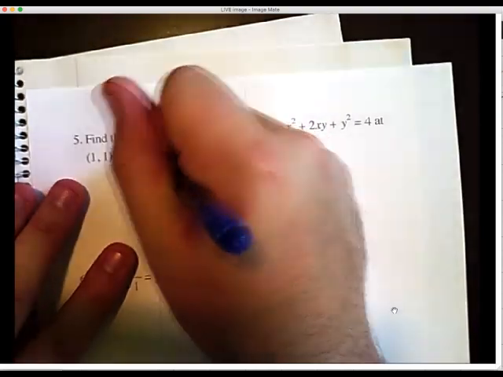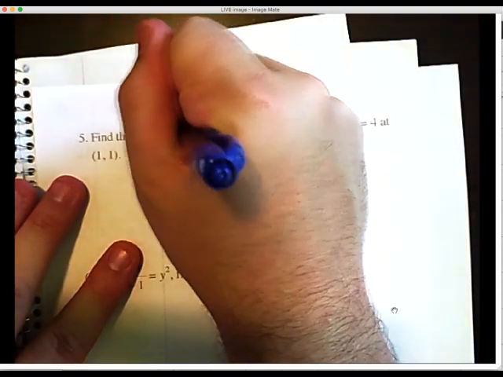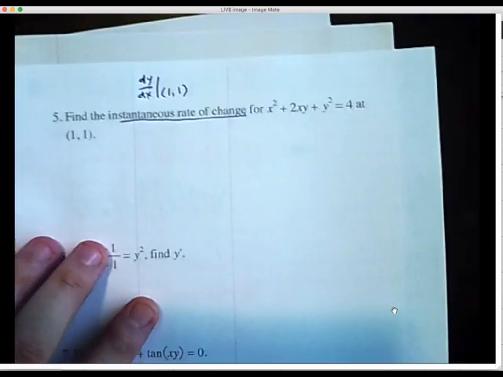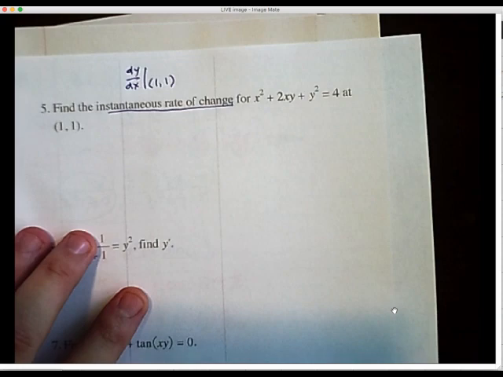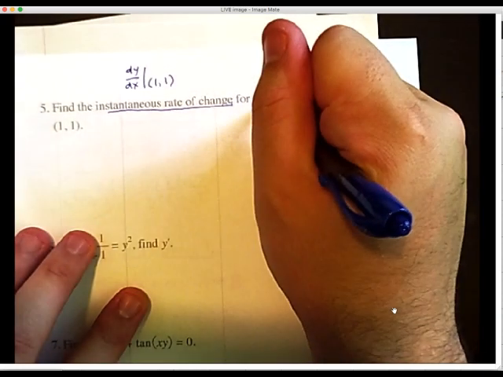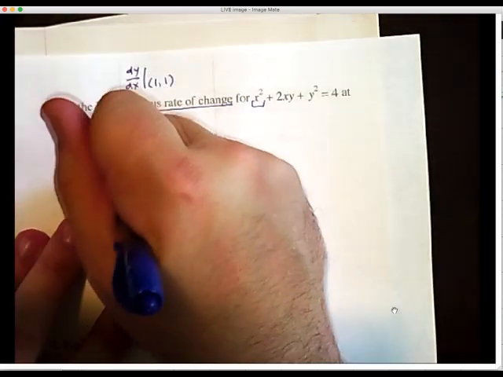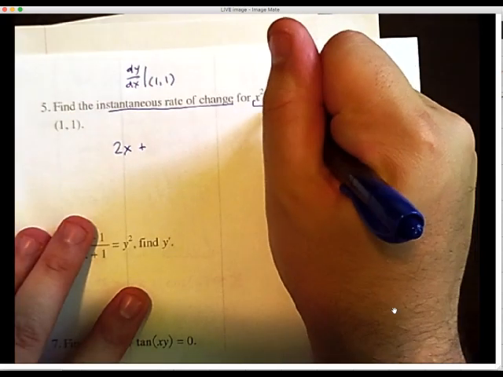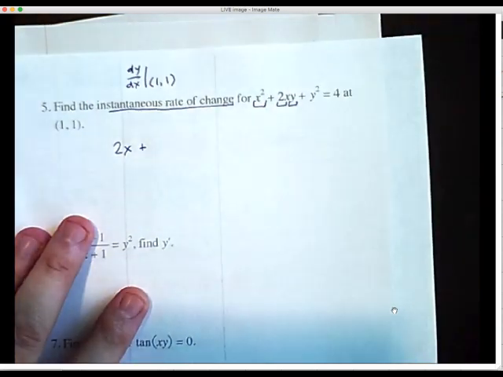Try a few more. Find the instantaneous rate of change. What does that mean? That means derivative, but evaluated at the point (1, 1). So let's take the derivative of each piece. The derivative of x squared is 2x, plus this next term is a product, so I've got to use the product rule.